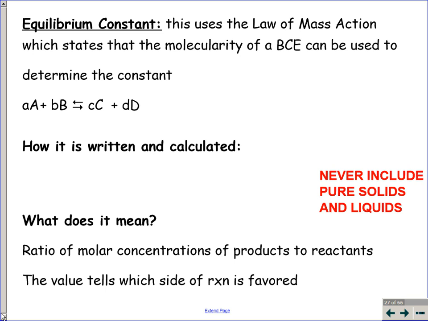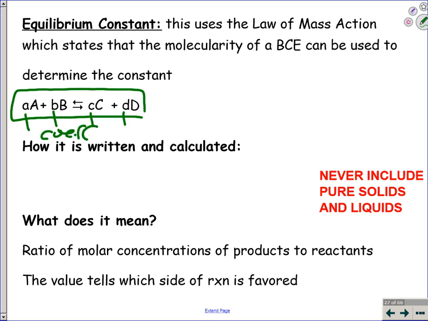Okay, so just a little bit more on what the equilibrium constant should be, how we would write it. And this was in your web quest too, so hopefully this is a reminder. If we have a reaction, these little a, little b, little c, and little d are all coefficients.